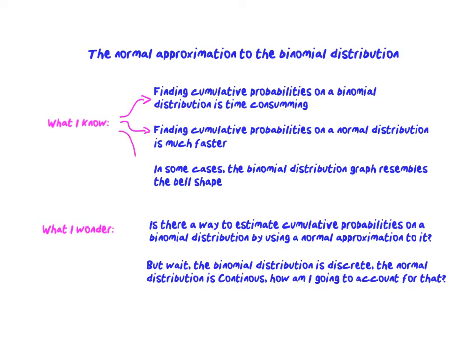And I will notice that in some cases, the binomial distribution graph resembles the bell shape. We are going to touch on this more on the next slide. So these three make me wonder, is there a way to estimate cumulative probabilities on a binomial distribution by approximating it to the normal? And the big question I have: the binomial distribution is discrete and the normal is continuous, so how am I going to account for that? These will be the questions that we are going to answer in this lesson.